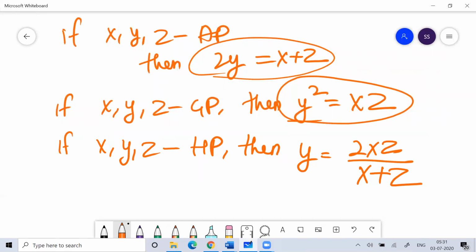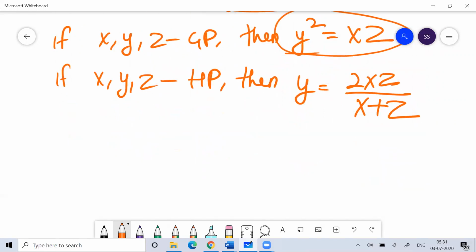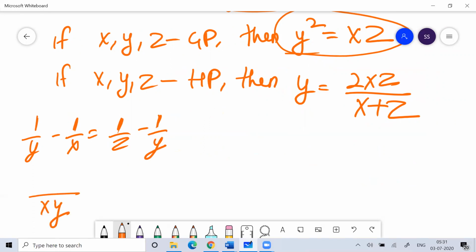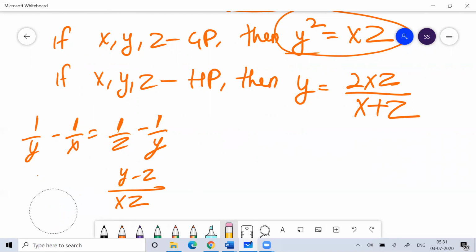Okay, what is HP? The inverses of the terms follow AP. That means 1 by y minus 1 by x is equal to 1 by z minus 1 by y. If you take the LCM, this gives (x minus y) by xy equal to (y minus z) by yz. So HP basically means the inverses follow AP. If you can work on that, we can easily understand how to solve the problem.